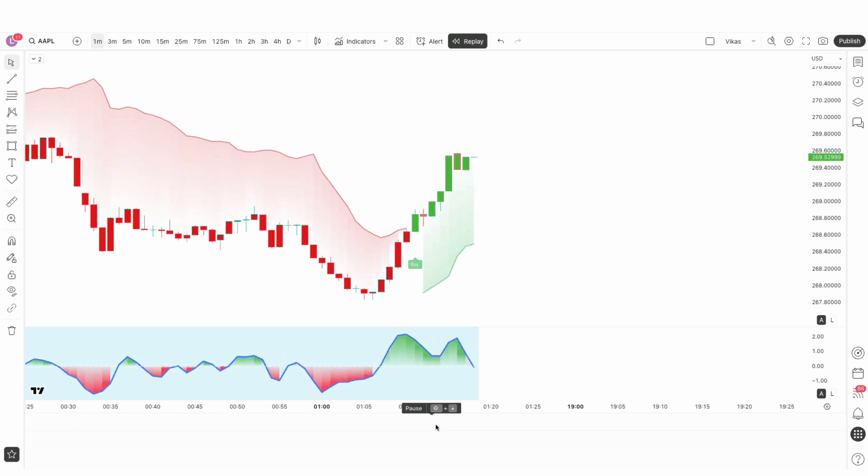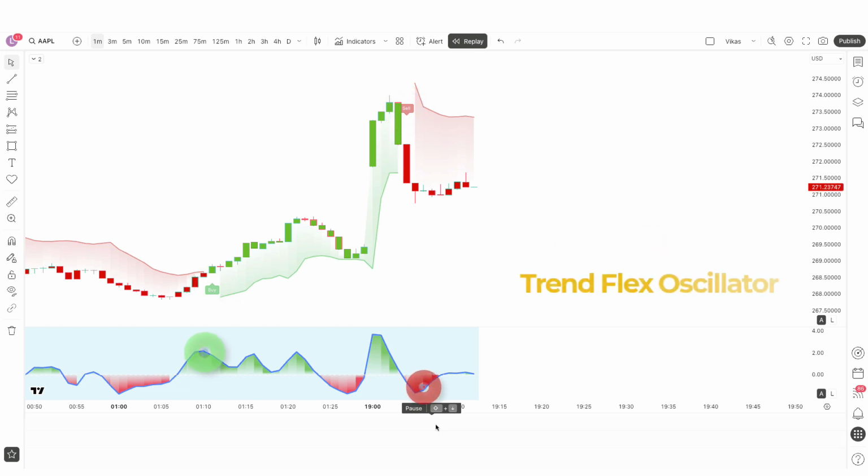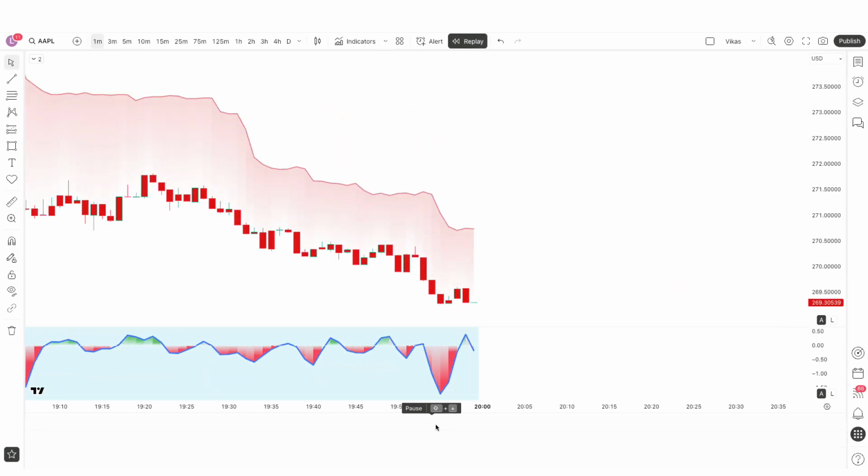First of all, let us know about trading tools. The buy and sell arrow indicator we see in the chart is Swift Trend Indicator. The green and red area indicator we see in the chart is Trend Flex Oscillator Indicator. Now we tell you how we want to trade.